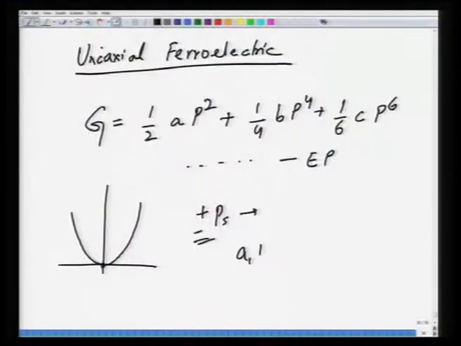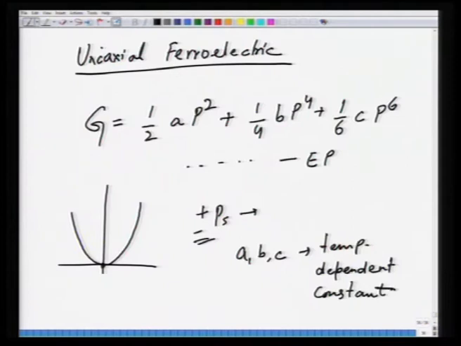And here A, B, C are temperature dependent constants, and of course, E is the electric field. I think everything else is explained here. So, what I am going to do now is that I need to now find the equilibrium.